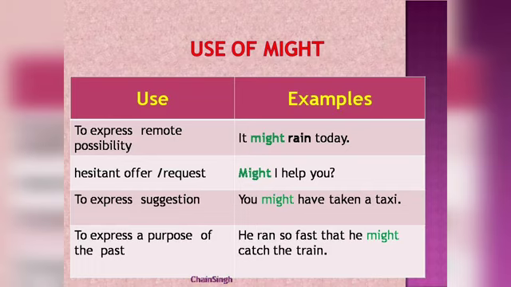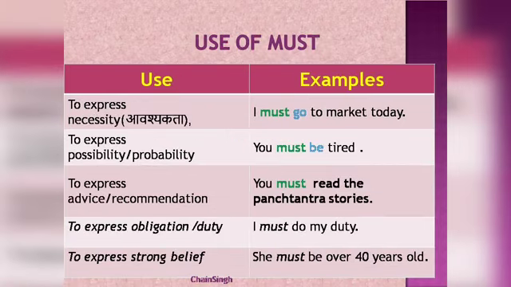Now we will go to the use of must. Rule number 1, to express necessity. Example, I must go to market today. Second, to express possibility or probability. Example, you must be tired.